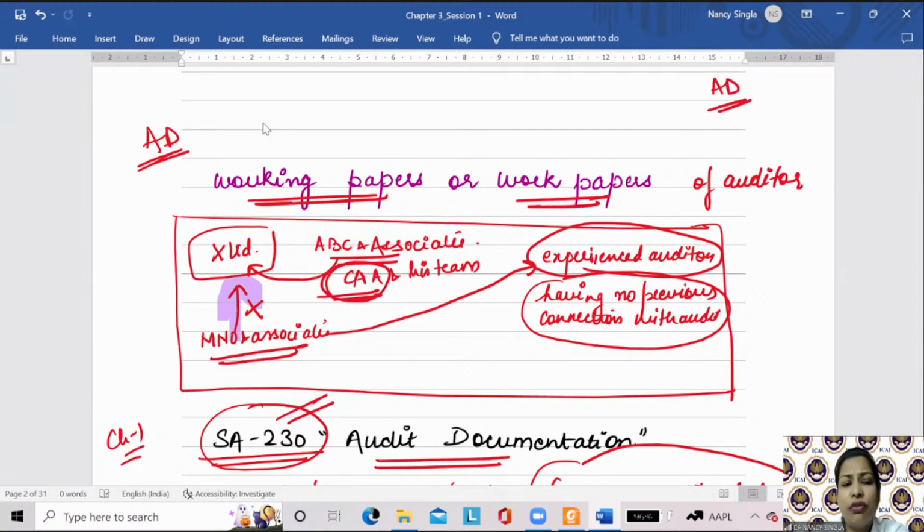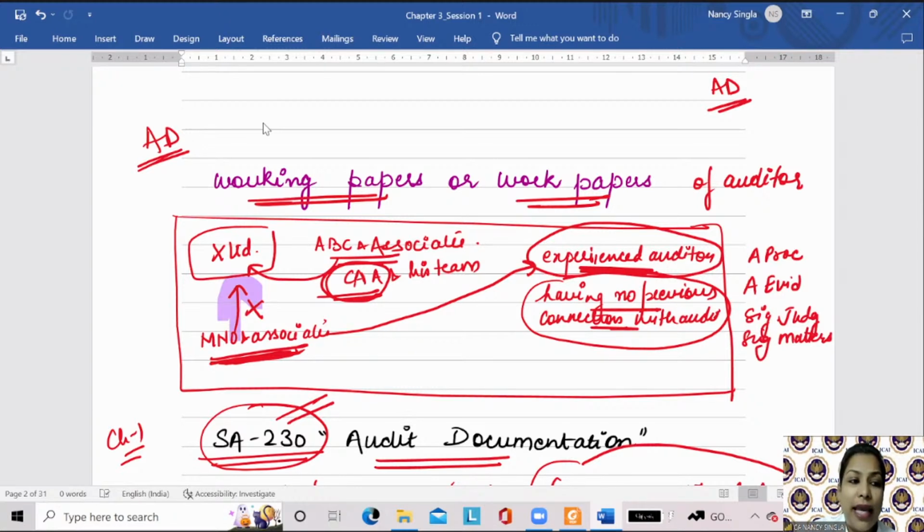when you are conducting the audit of X Limited, you should maintain the audit documentation in such a way that MNO and Associates, who are experienced auditors, that is, they know how audit is conducted and have an experience of audit, though they are not related with the audit of X Limited, after going through the audit documentation that you have maintained, they should be able to understand what audit procedures you performed. They should be able to understand what audit evidence you obtained. And they should be able to understand what significant judgments you made, what the significant matters were while you were conducting the audit.